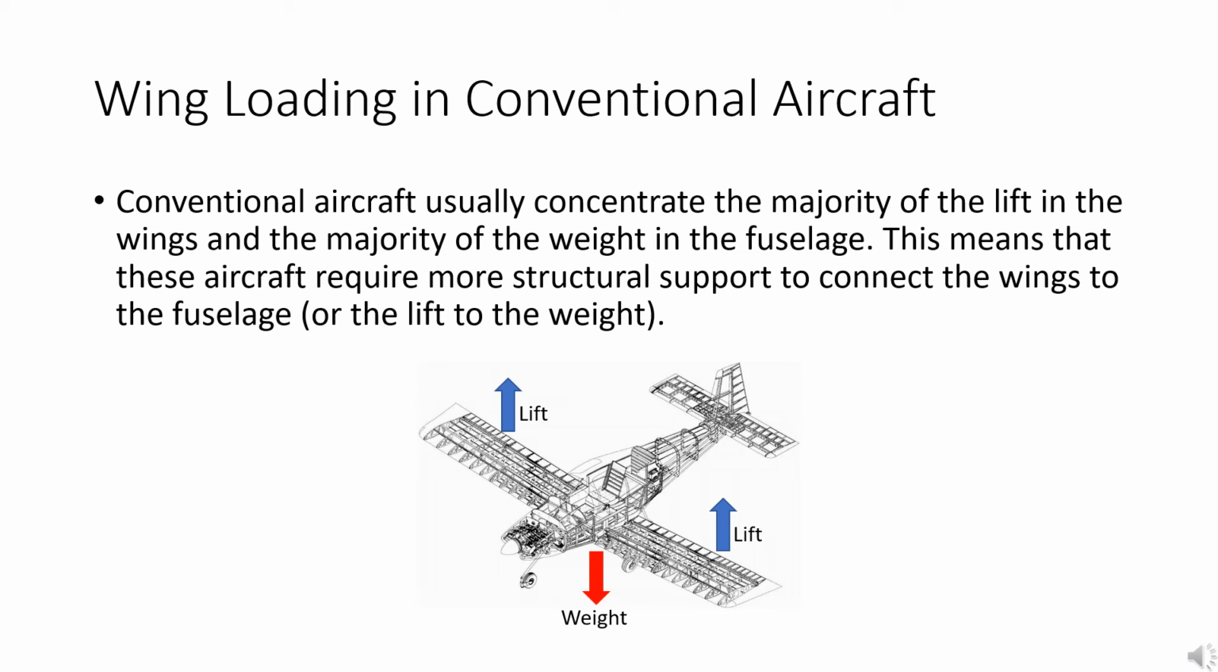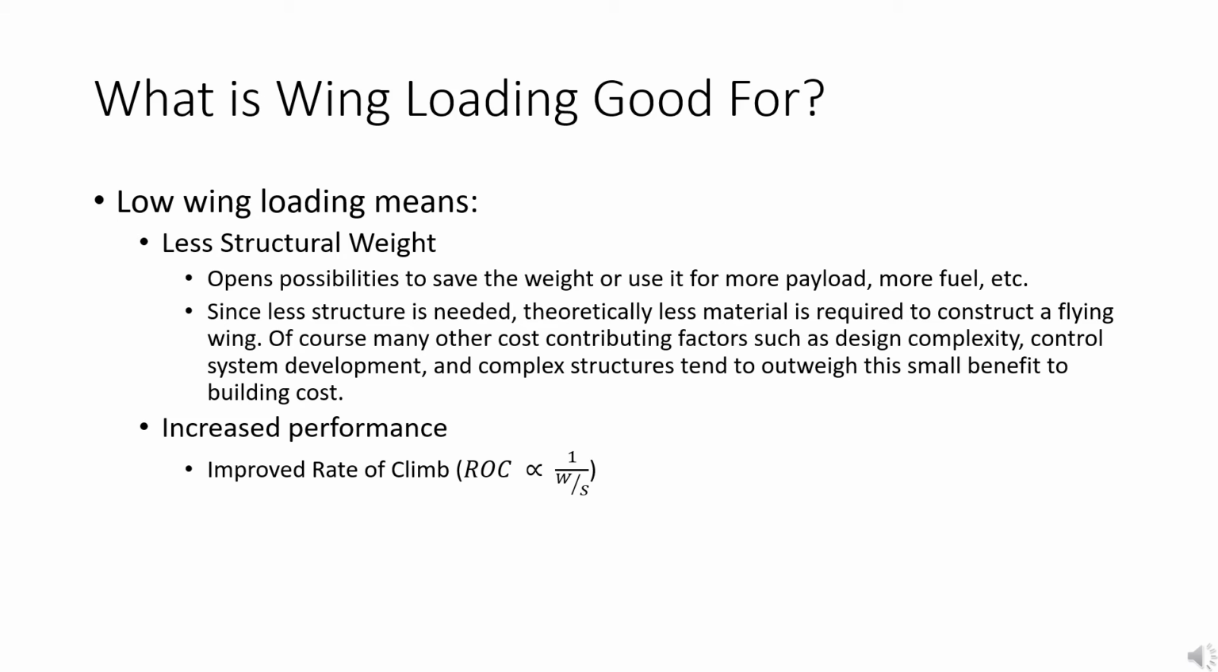For conventional aircraft, the weight is typically concentrated in the fuselage while the wings generate most of the lift. Conventional aircraft thus need more structural support to connect these two loads, lift and weight. So what does this mean exactly? Well, low wing loading means that flying wings can carry less structure and more of something else like fuel, payloads, or nothing, and save the weight. So because of low wing loading, flying wings tend to weigh quite a bit less than their conventional counterparts. Another benefit from low wing loading is improved rate of climb, since it is inversely proportional to wing loading.